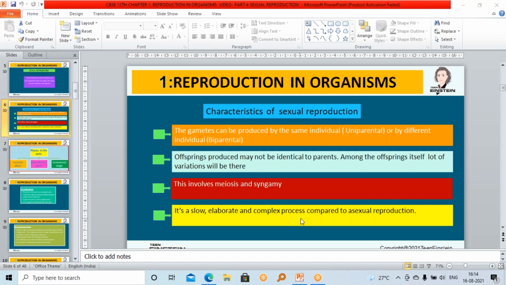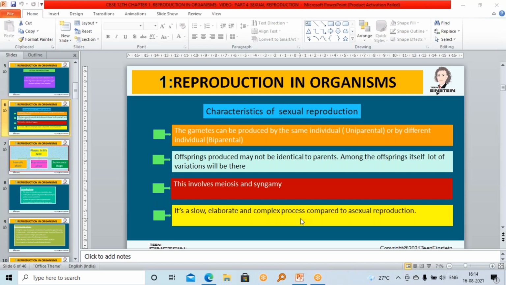Gametes can be produced by the same individual, that is called uniparental, or by different individuals, that is called biparental. And offsprings produced after sexual reproduction may not be identical to parents. There will be a lot of difference between parents and the offsprings.